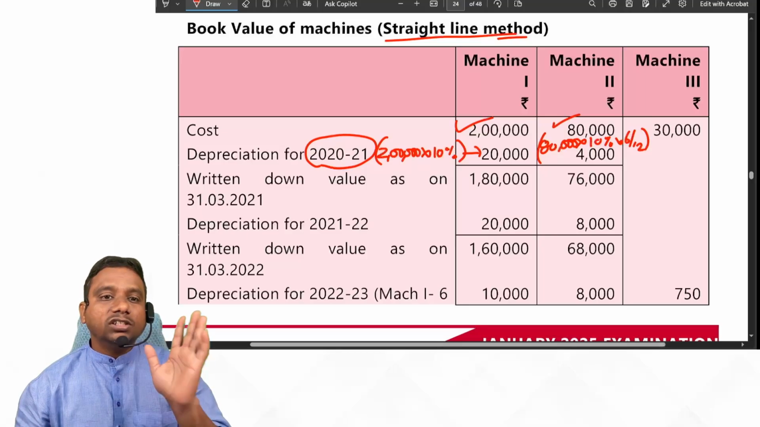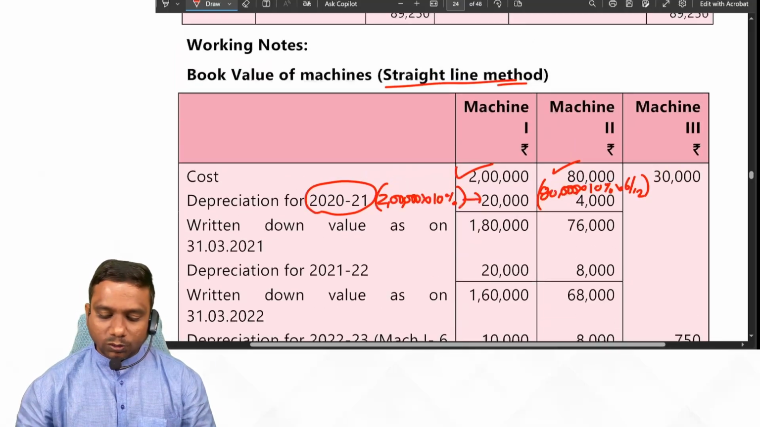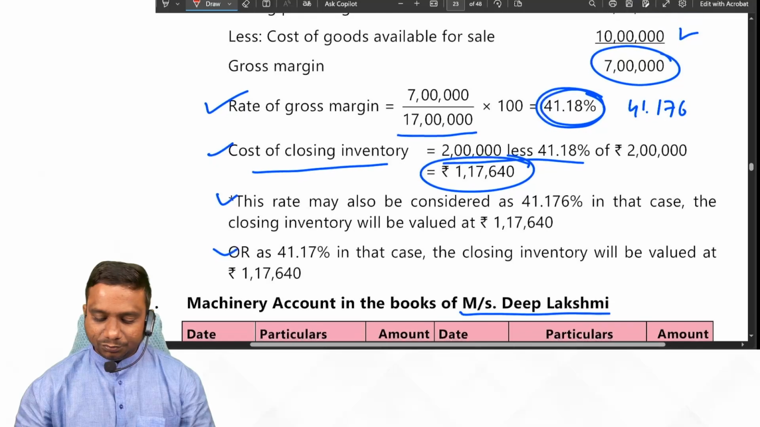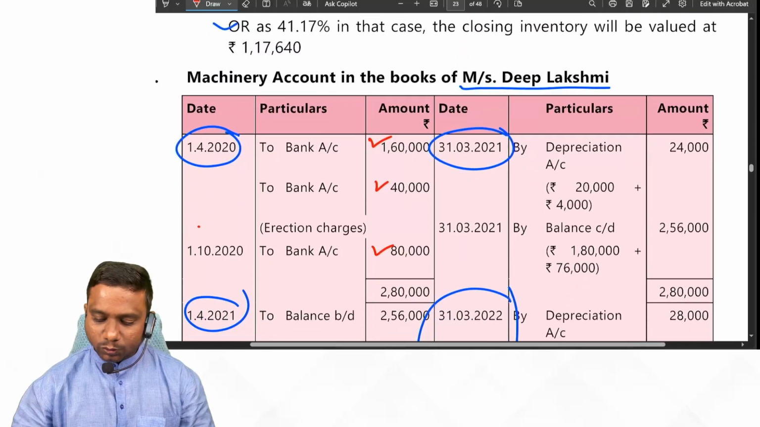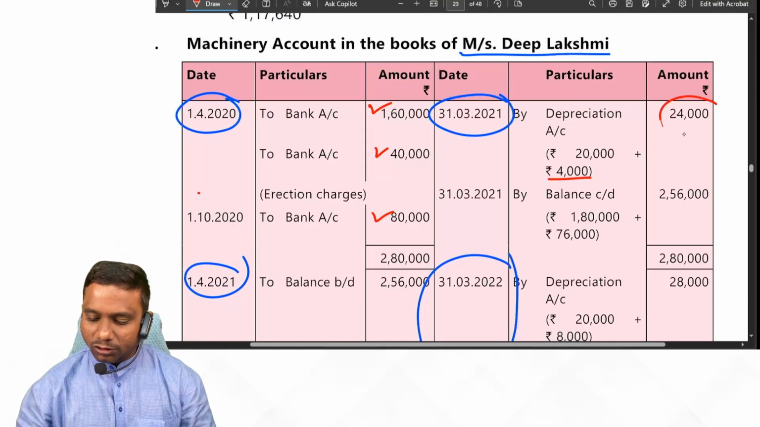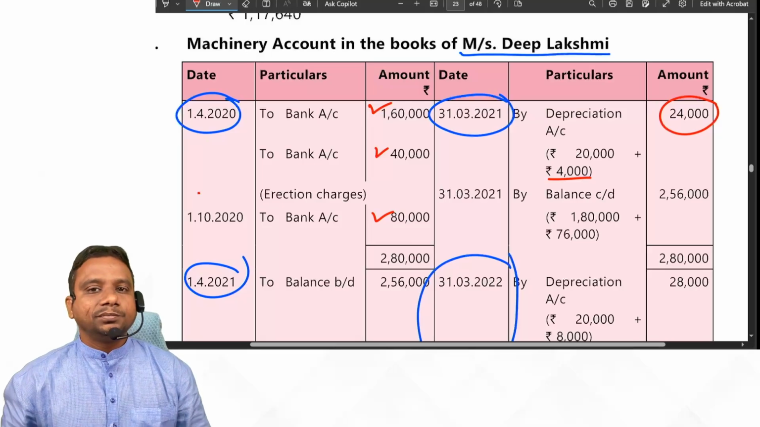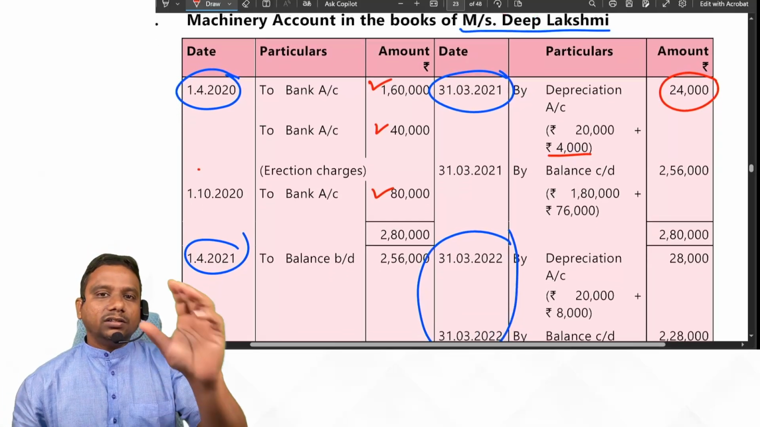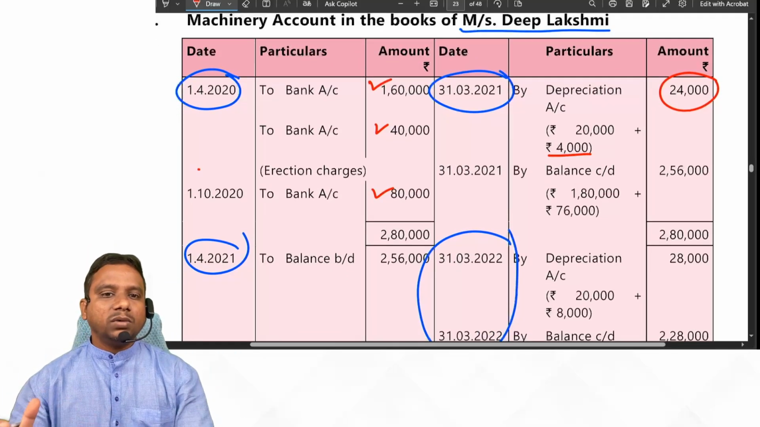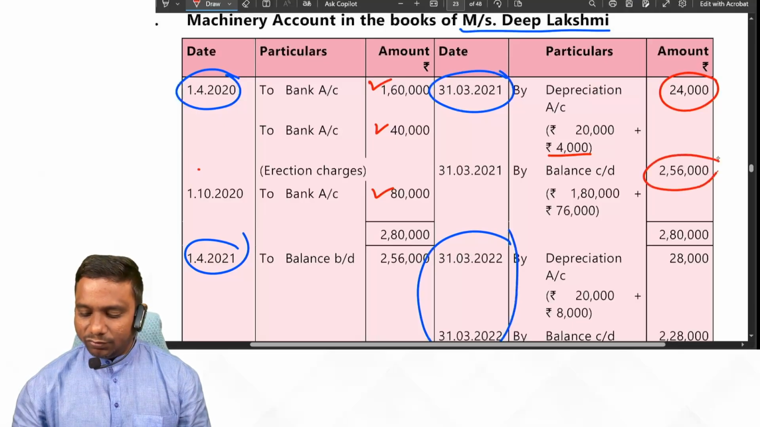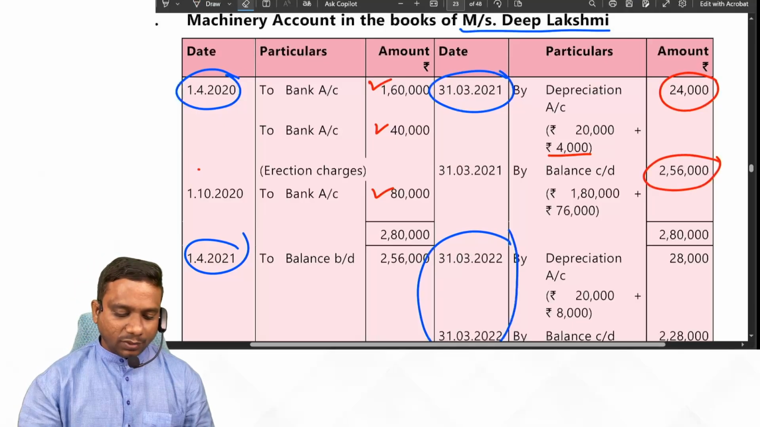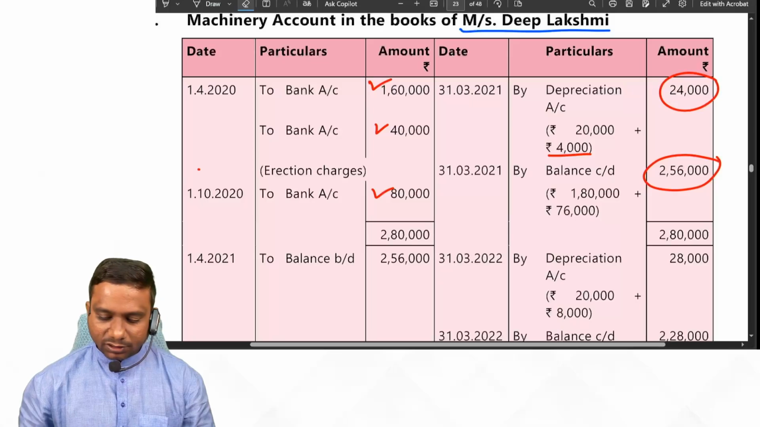So for the first year, what is the total depreciation? 24,000. So credit depreciation 20,000 plus 4,000, total 24,000. Is it clear? Now the balance. Debit side 2 lakhs plus 80,000, 2 lakh 80,000 minus 24,000. Balance is 2 lakh 56,000. Balance 2 lakh 56,000. Is it clear, students?